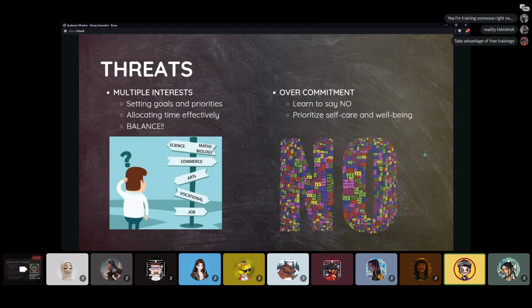Lastly, as a generalist, it's not always opportunities. There may also be threats imposed on a generalist. First thing to consider is that we only have 24 hours, and we all have challenges in terms of time management and prioritization, one of which is that we have multiple interests. So that's the challenge. We must set goals and priorities and allocate time effectively. We all have 24 hours a day, so spend it wisely.